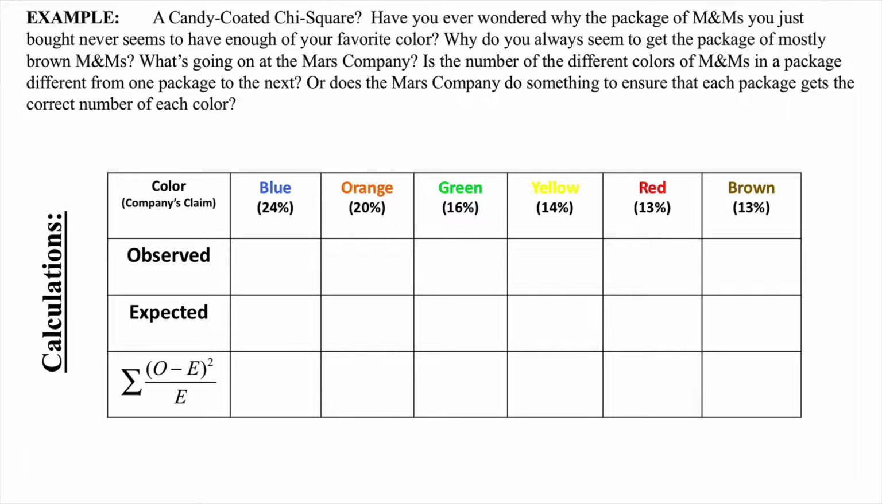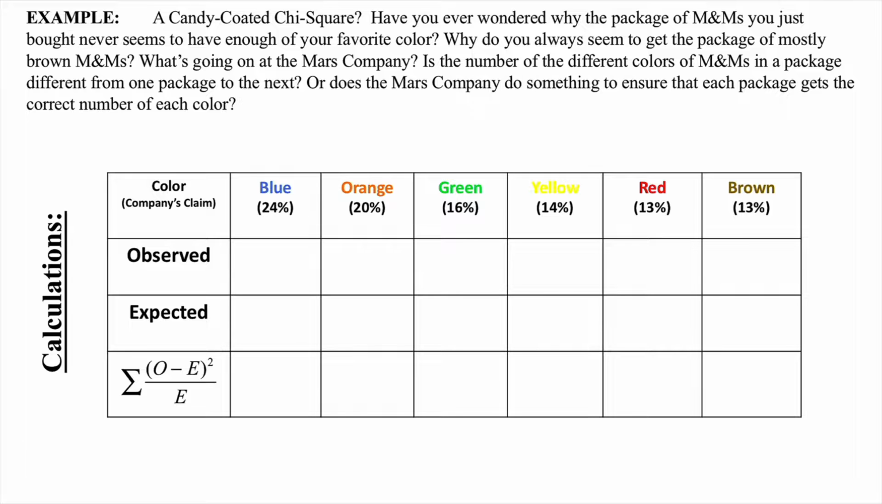24% of them would be blue. 20% of them would be orange. 16% would be green. 14% would be yellow. 13% would be red, and then 13% would be brown. That's what they say. That's their claim. What we're going to do is test that claim, to see if we have enough information to say they're wrong. We're never going to say they're right, but we always ask, do we have or do we lack evidence to say they're incorrect?